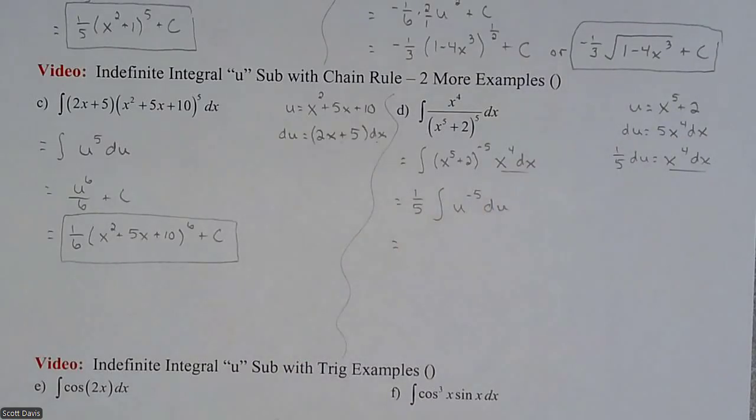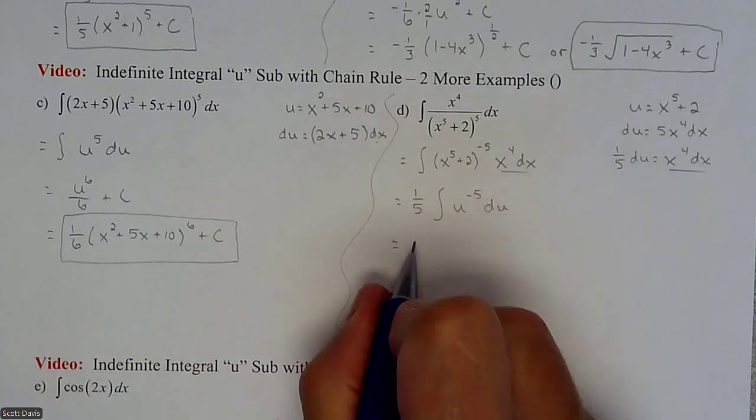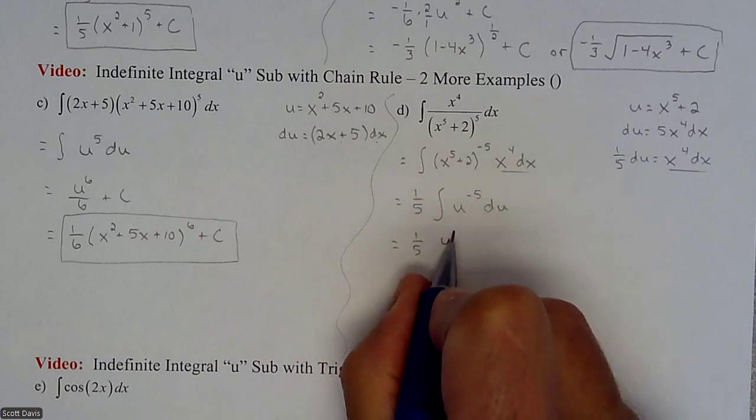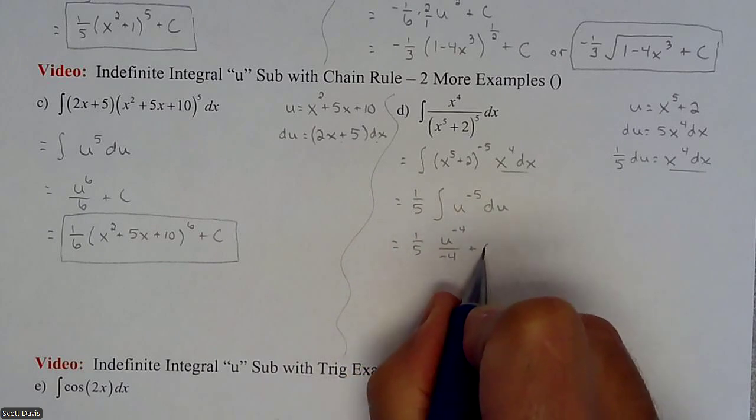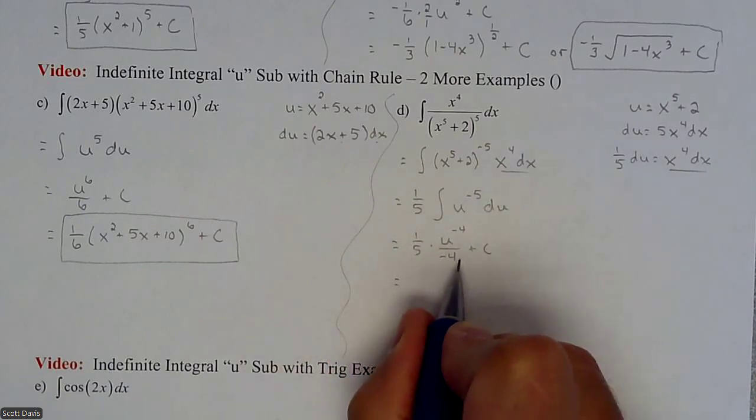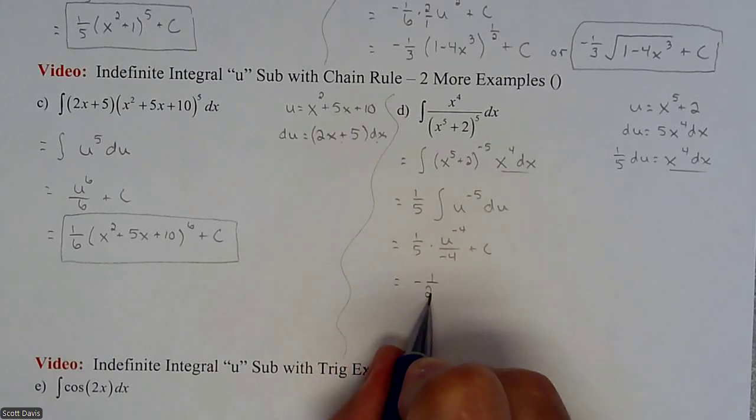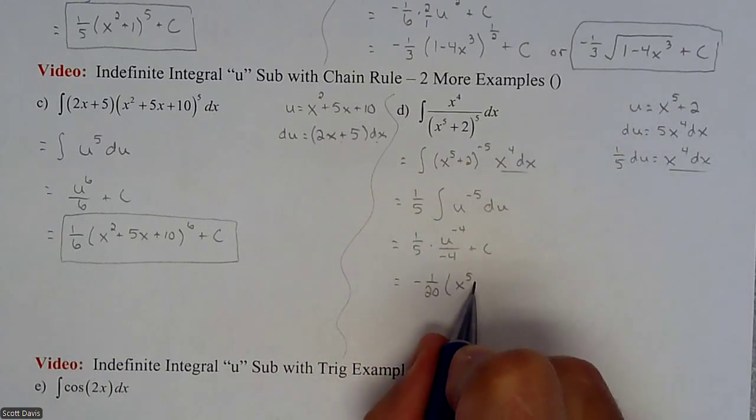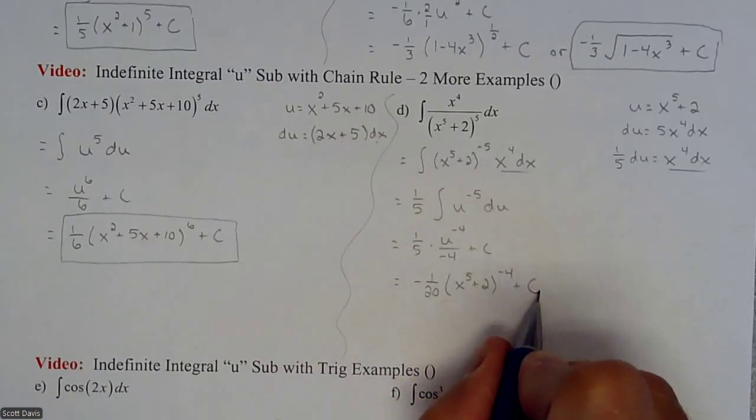All right, I'm ready to finish. So this is, we'll add a power, divide by that power. So we still have our 1/5. We add our power, which is -4, divide by that power, and then plus c. So this all simplifies together to a -1/20th. And then this becomes whatever our u was, so x to the fifth plus 2 to the -4 plus c.